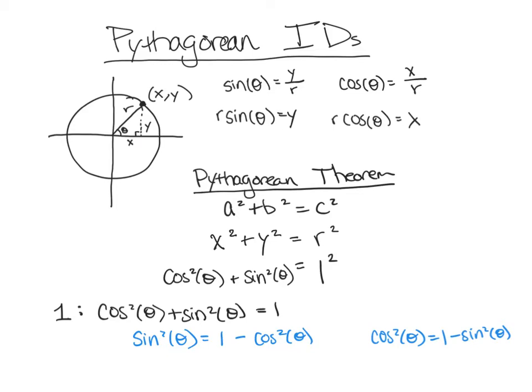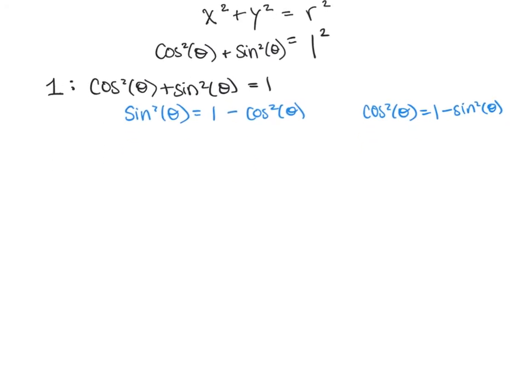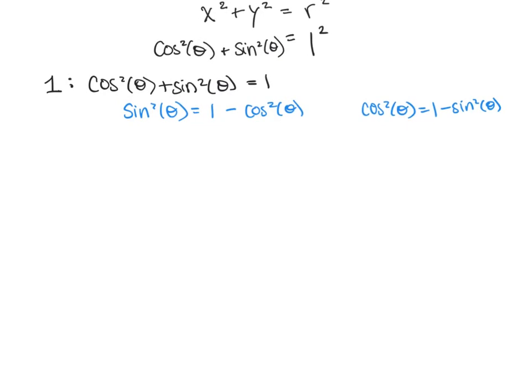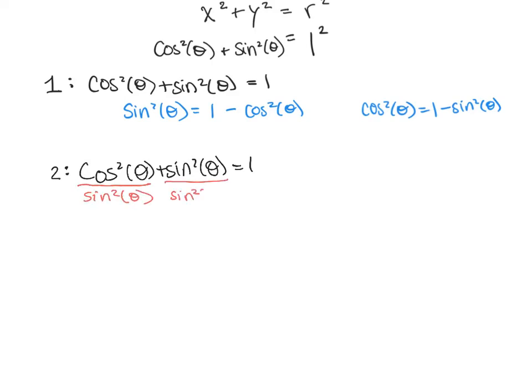I'll talk about what that work is in just a second, because we have 2 more Pythagorean identities to figure out. Now, that first Pythagorean identity is going to be really, really important to us. So what if I took that first Pythagorean identity, cosine squared theta plus sine squared theta is equal to 1. What if, just for fun, I divided everything by sine squared theta?